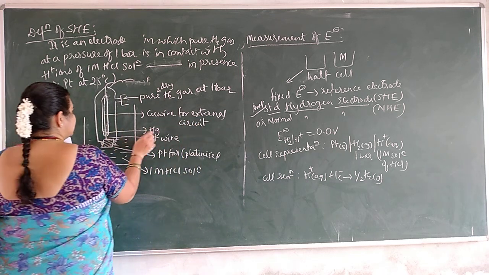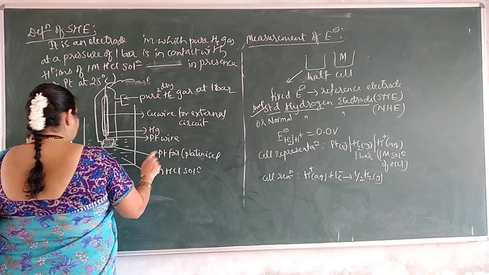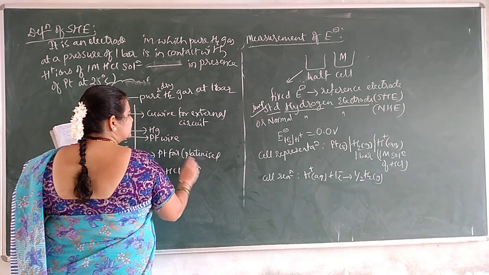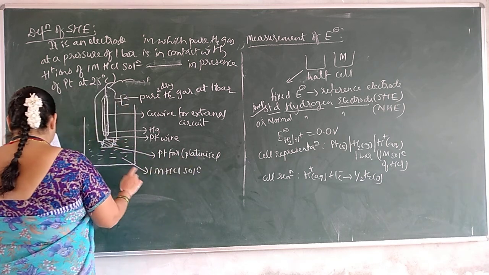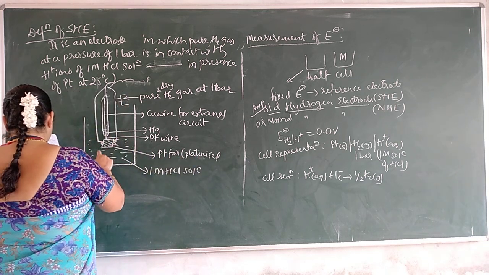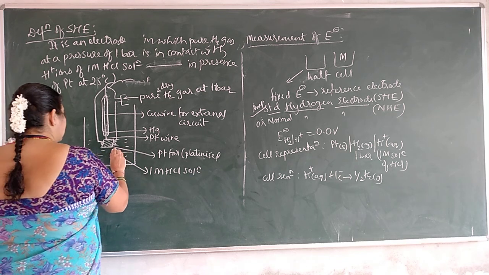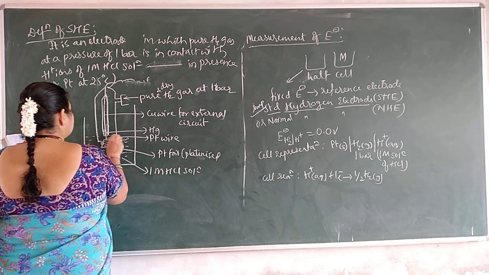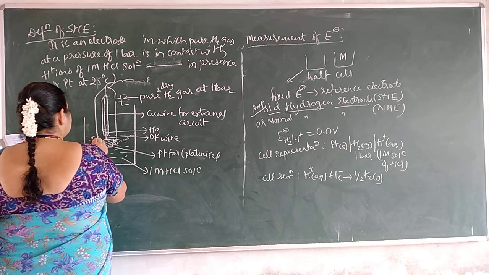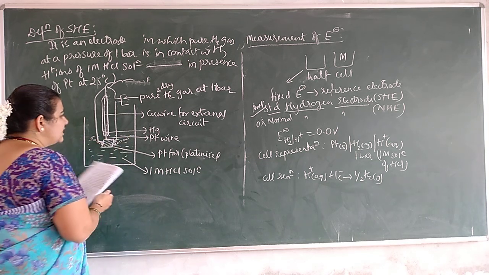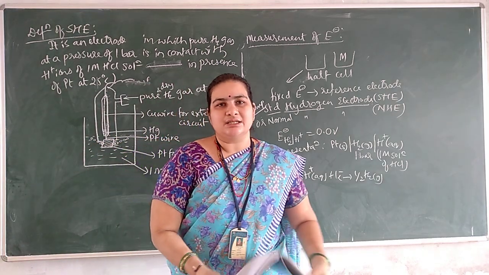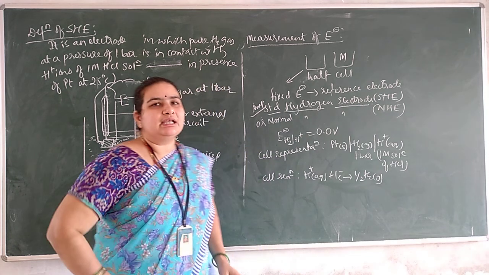Then it is Hg, platinum wire, finely divided, platinized, that is platinum foil platinized, and here this is 1M HCl. So unabsorbed gas will be bubbling through the solution. So this is the simple experimental setup for the standard hydrogen electrode.